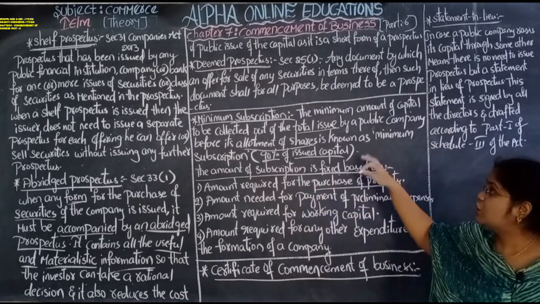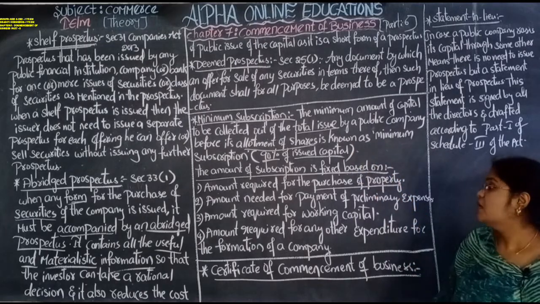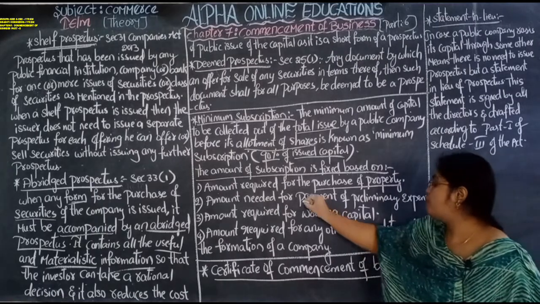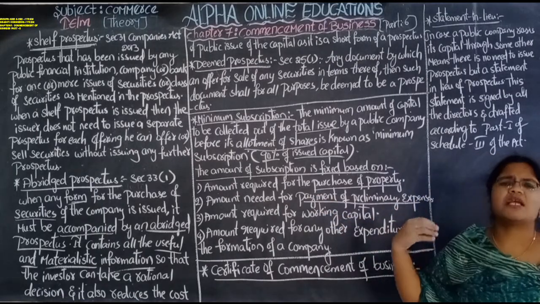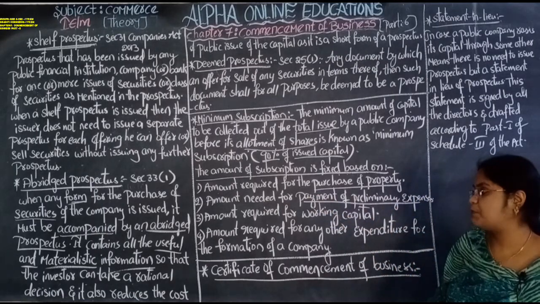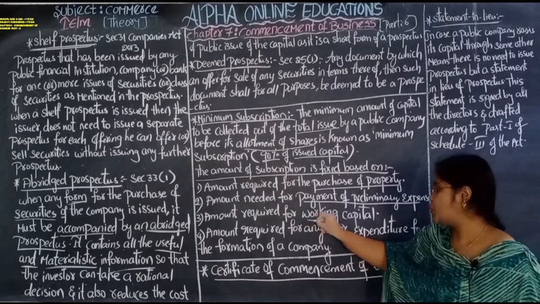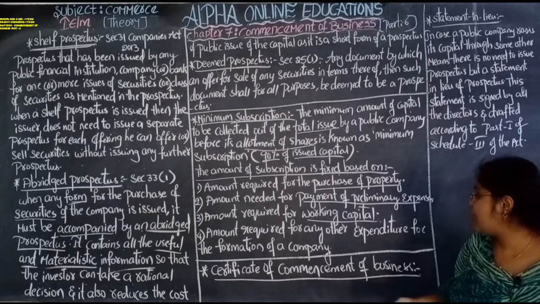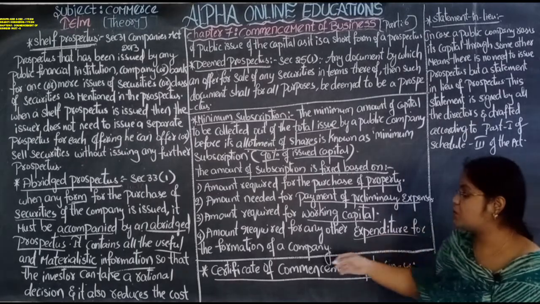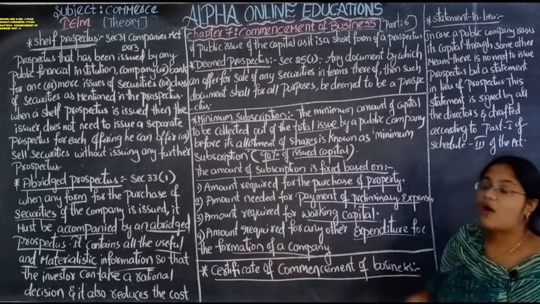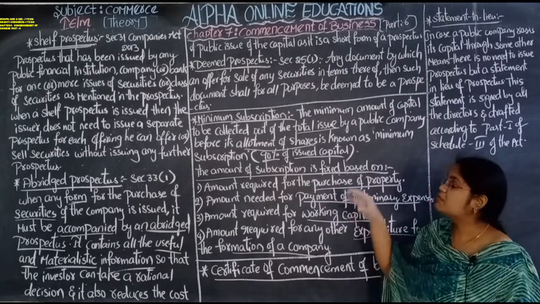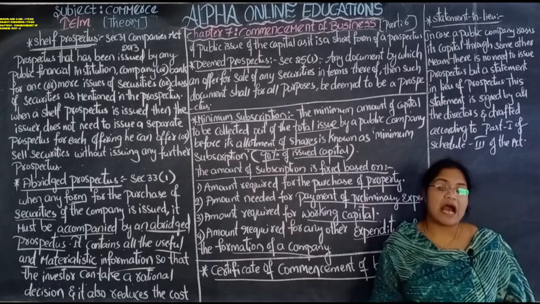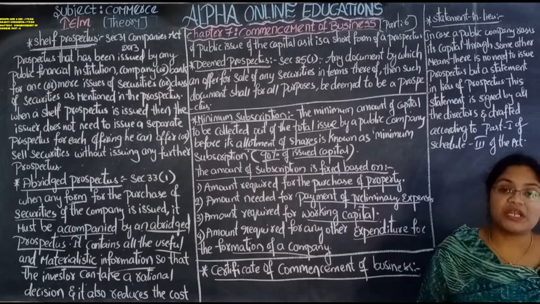With the issue of these securities only, the company can purchase the property. Amount needed for the payment of preliminary expenses, means any other expenses for the payment of those expenses. Amount required for working capital for day-to-day activities. The amount required for any other expenditure for the formation of the company. On the basis of this, the minimum subscription amount is decided, or it is fixed, and it is very important.